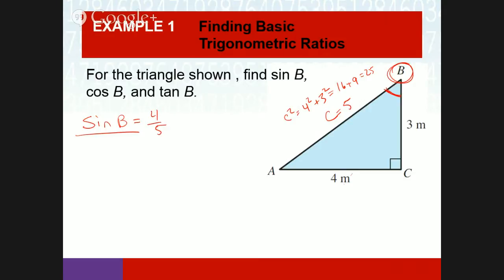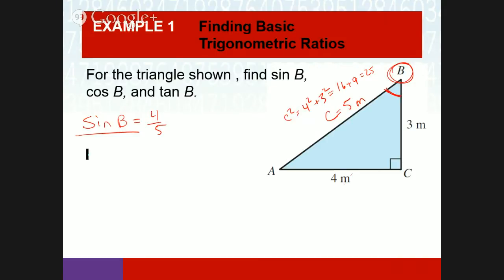Another thing to notice, the units cancel out. So sine of an angle is actually unitless. It's a ratio, so it doesn't matter if you're taking inches over inches or feet over feet, the ratio is going to be the same. But you need to make sure you're taking feet over feet and not feet over inches.